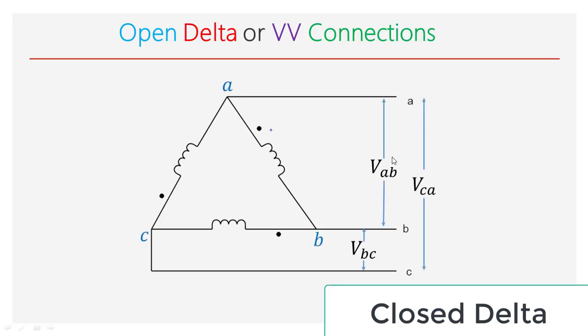The terminals are marked as A, B and C. The voltage measured between the lines is called the line voltage. The directions of currents are shown. As this current is flowing from A to C, it is called IAC. This current is flowing from C to B, it is named ICB, and this current is flowing from B to A, it is named IBA.